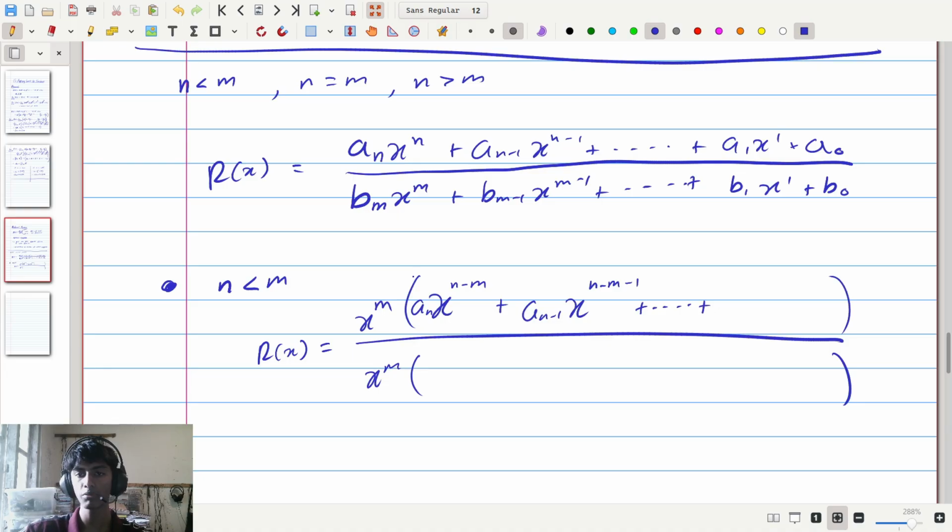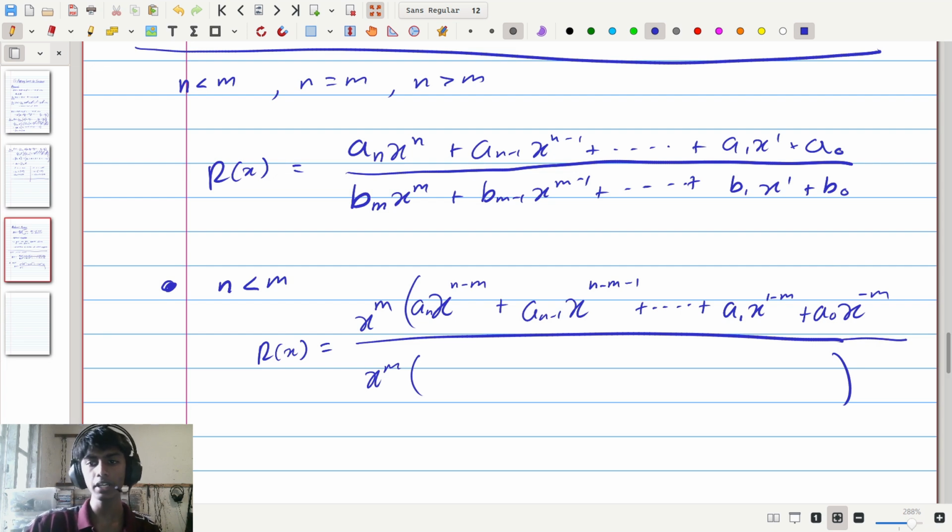The very last terms we're going to have are a sub 1 x to the power of, here we're going to divide by x to the power of m, which means we're going to have x to the power of 1 minus m. Plus the last term, which is going to be a sub 0. I'll take a little bit of space because I've run out of space within this bracket, a sub 0 and then x to the power of negative m.